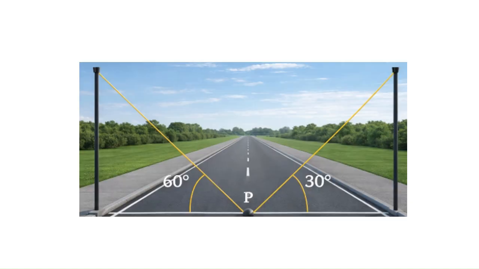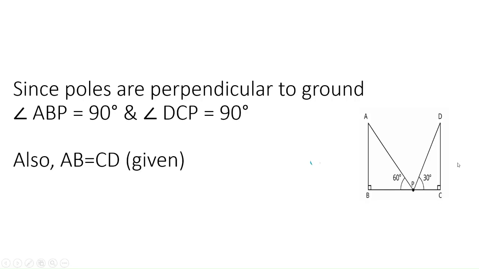So this is the road which is having 120 meters width. One pole is here and one pole is here. A point is there on the road in between them, and the angles of elevation are 30 degrees and 60 degrees respectively. Now, as it is told, since poles are perpendicular to the ground, angle ABP at B is 90 degrees. Of course, this is at angle C. CD is the second pole, AB is the first pole.